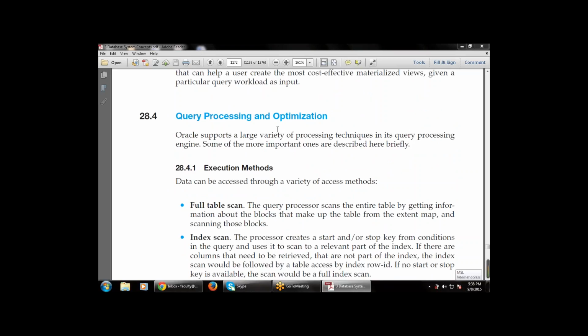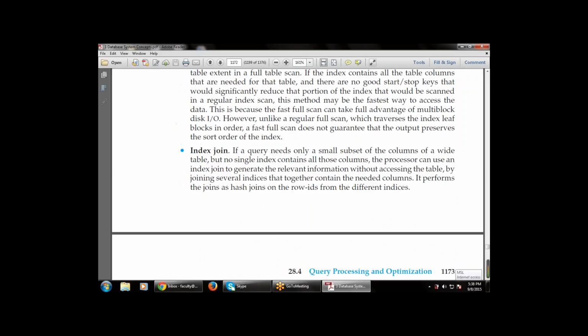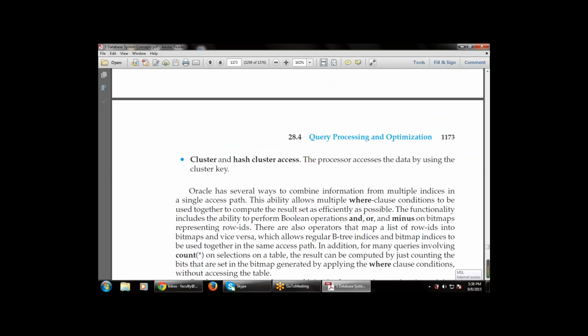So next is query processing and optimization, that is, what are the various query processing techniques that will be used in the query optimization techniques. These are the various execution and access methods. Data can be accessed through a variety of access methods, for example, the full table scan, then the index scan, then the index fast full scan, then the index join, then the cluster and the hash cluster access. A clustering index will also be available with the database access.